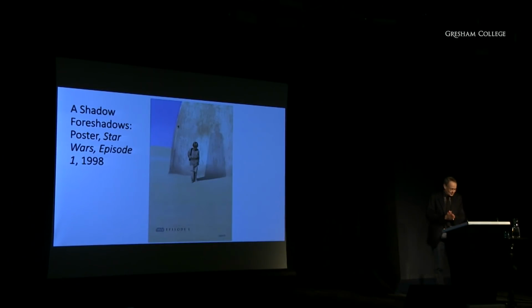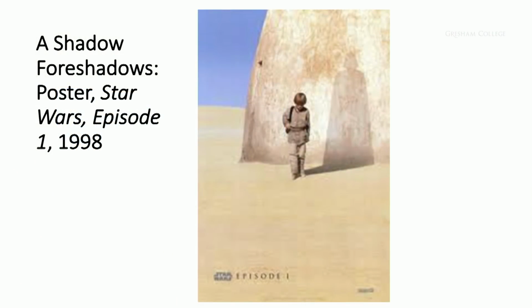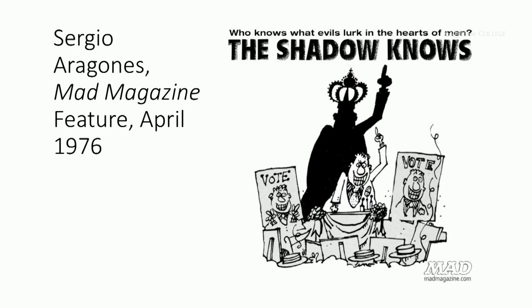If we look at a movie poster such as this one, we see the shadow of the young Anakin Skywalker, but the shadow is of Darth Vader, the dark personage he's going to become. It's a shadow that foreshadows. And similarly, back in the 1960s and 70s, there was a regular feature in Mad Magazine, The Shadow Knows, and the shadows were always revealing what was going on with the interior of the person casting the shadow. So here we have the politician asking for a vote, but really thinking of himself as king.